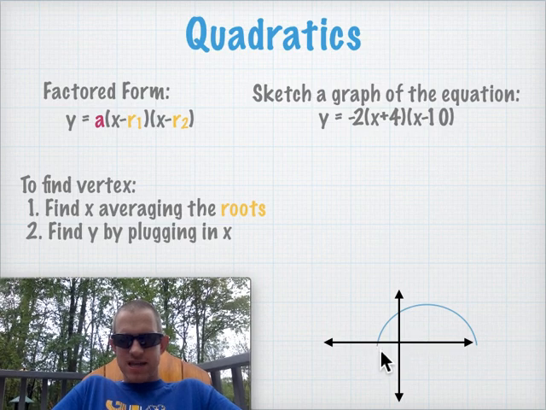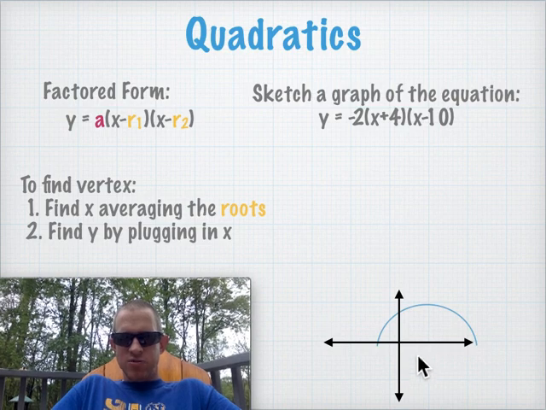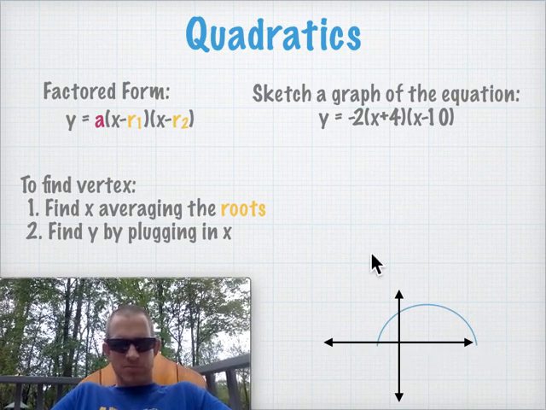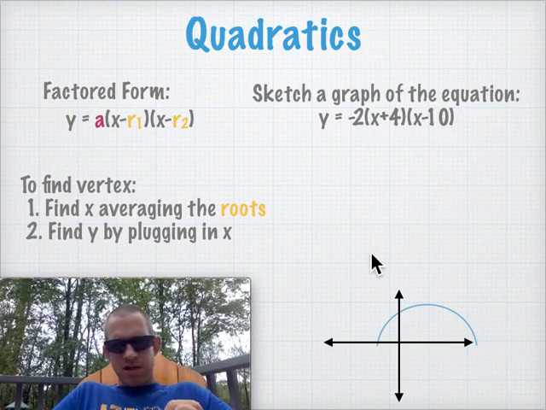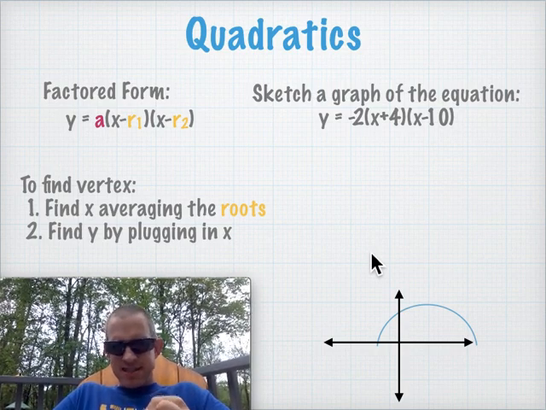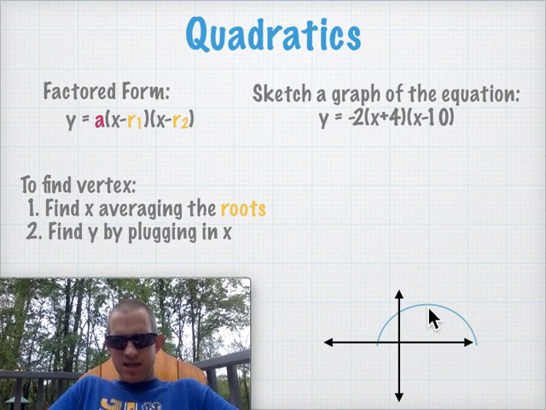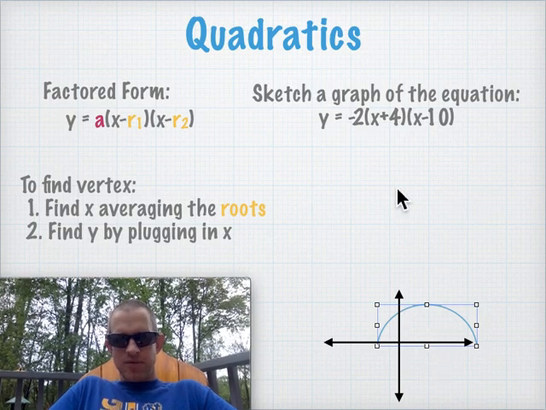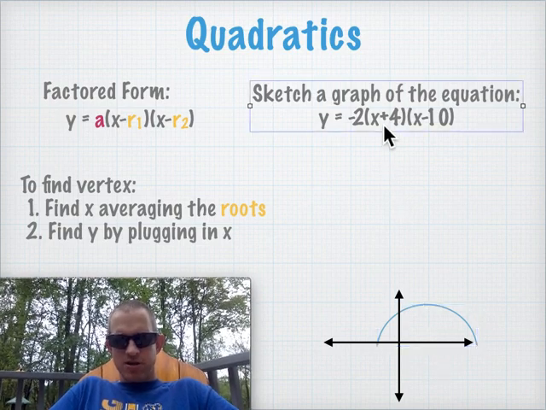So this is -4 and this is 10. What point is exactly halfway in between -4 and 10? To find the average, you add the numbers up and divide by 2. So -4 plus 10 is 6, and 6 divided by 2 is 3. And so that means the x-coordinate of our vertex is at 3. And if I want to know what the y-coordinate is, I have to plug in a 3.